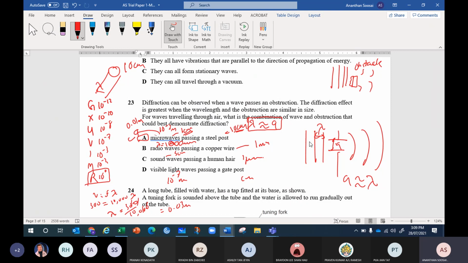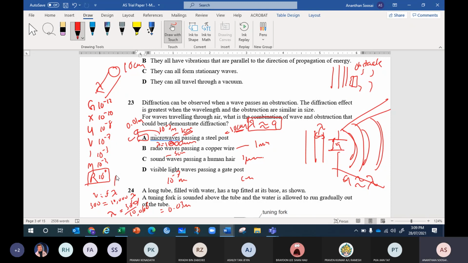The best diffraction happens when the size of the obstacle or the gap, the A, is about the same as lambda. You have the best diffraction with the greatest intensity. It spreads more, and at the same time you have a reasonable intensity. That only happens when lambda is about the same as A. So you have to calculate the lambda and A for both and check which is quite close to each other. A is microwave 1 cm, the steel post estimation around 10 centimeter. So both are in cm. The others look further apart. So A could be the best answer.